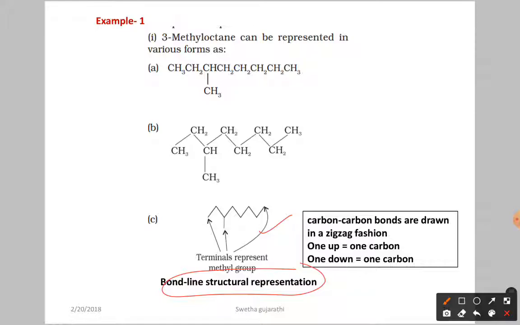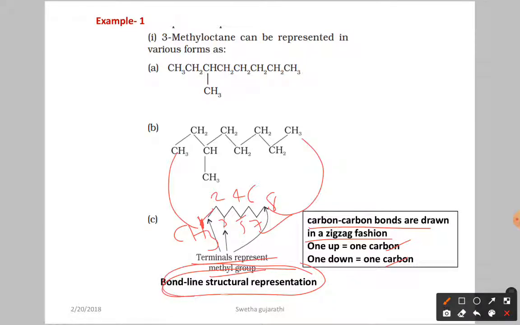We already discussed the bond line structure. Here carbon-carbon bonds are drawn in zigzag fashion. One up indicates one carbon, one down indicates one carbon. The terminal here indicates methyl. This is the first carbon, second, third, fourth, fifth, sixth, seventh, eighth. Terminal groups represent methyl, that is CH3. This carbon indicates a CH3 group. So this is the bond line representation of 3-methyl octane.